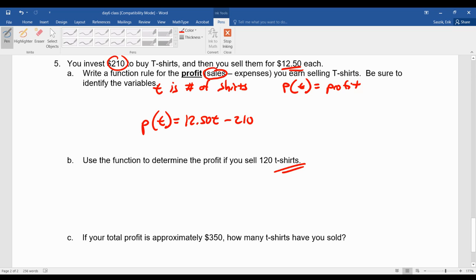Down here, you have to figure out, is this input? Use a function to determine the profit. You need to sell 120 shirts. What happened here? I'm out of time here. I'm going to have to stop this one a little bit early.